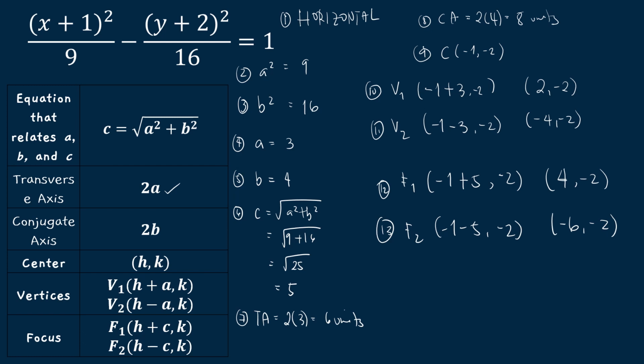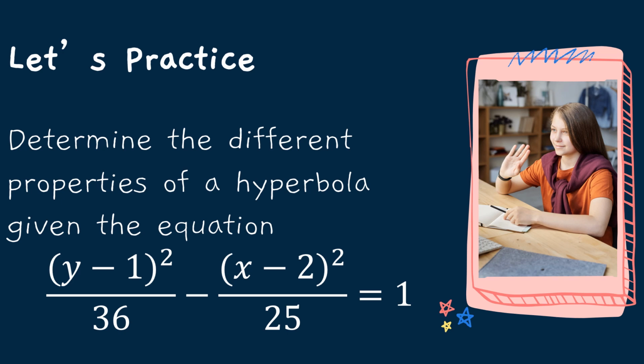The next example is to determine the different properties of the hyperbola given the equation (y - 1) squared over 36 minus (x - 2) squared over 25 is equal to 1. So, let us go to the next slide.